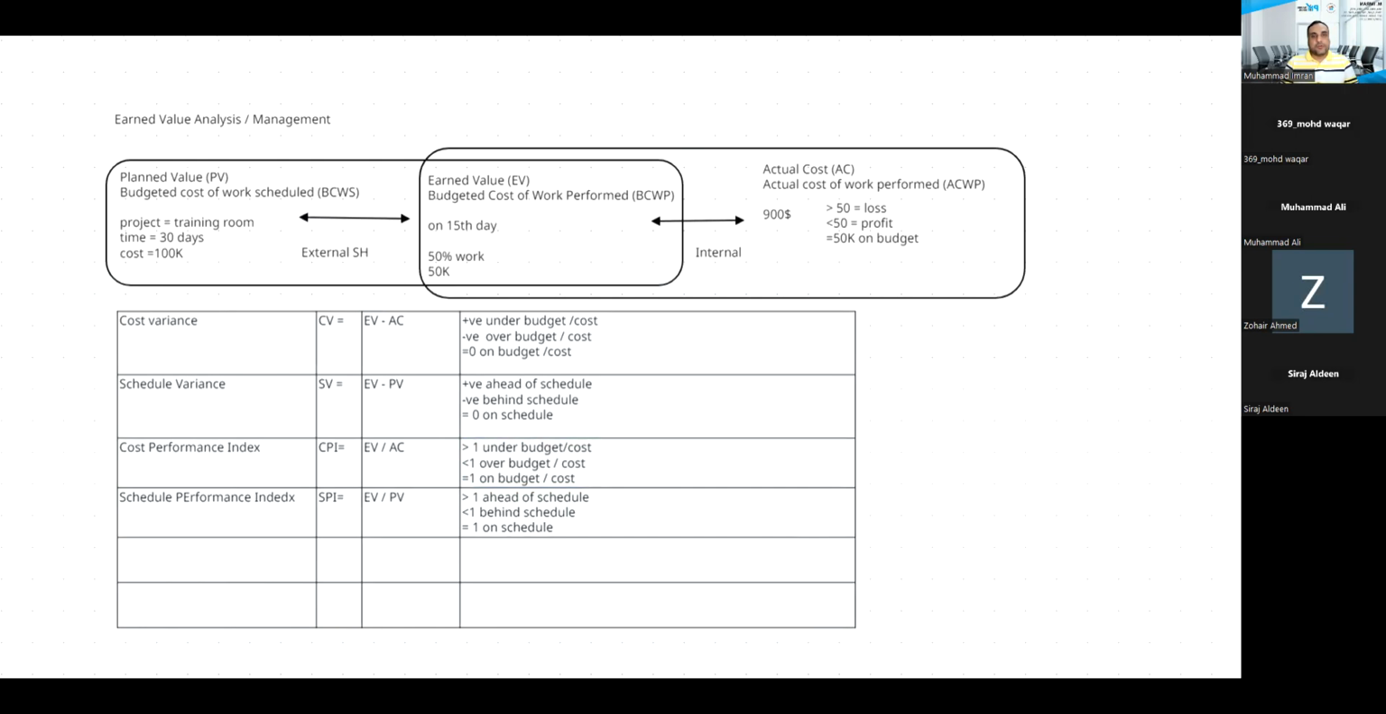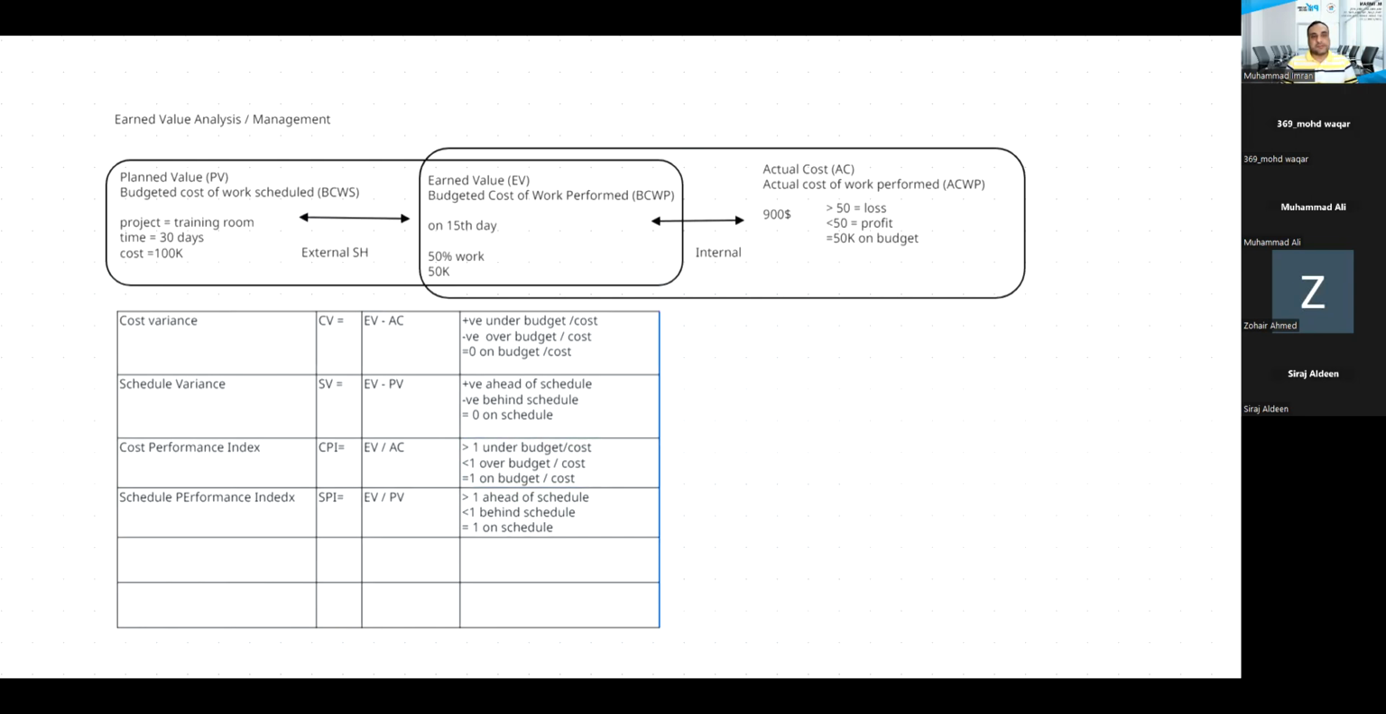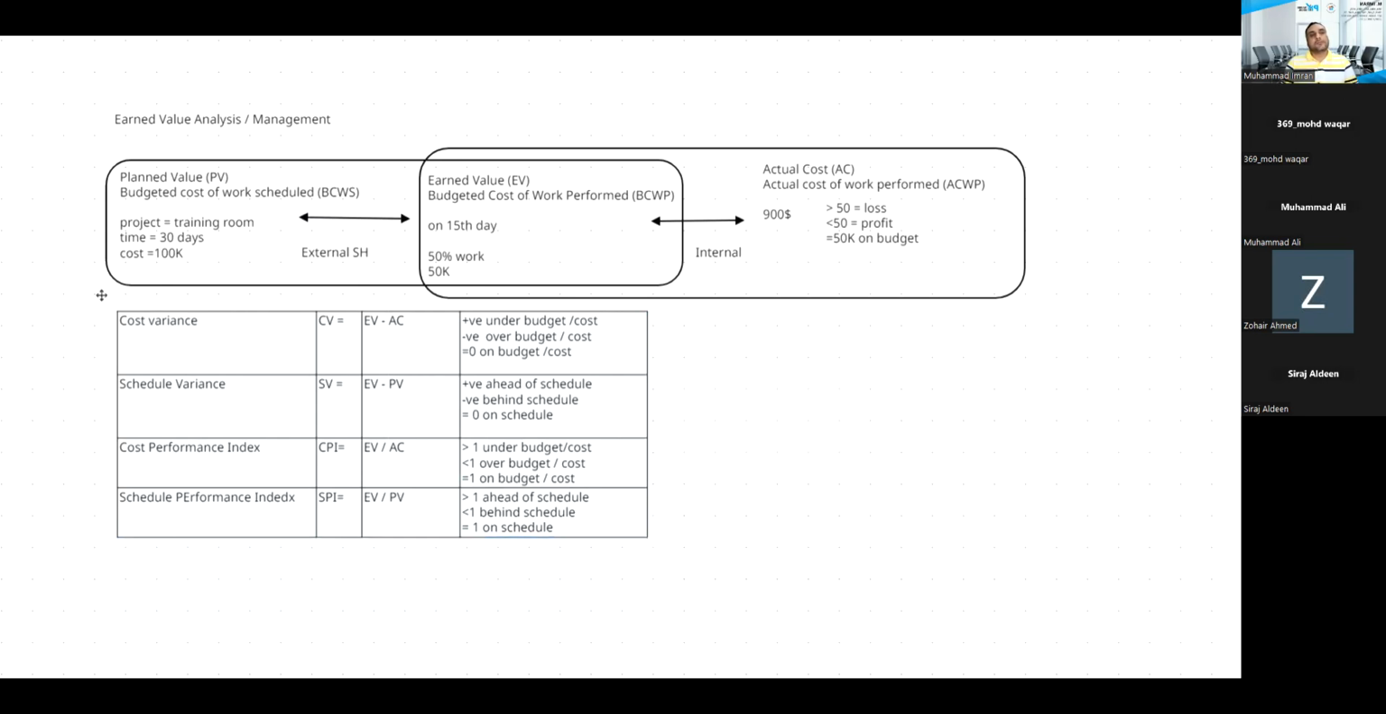Got the point or no? Yes, sir. Sense? Yes, sir. So now I know where I am standing in the project, right? I am over budget, under budget, over schedule or under schedule. Correct? So on these basis, I can forecast. Right? So let's forecast it.